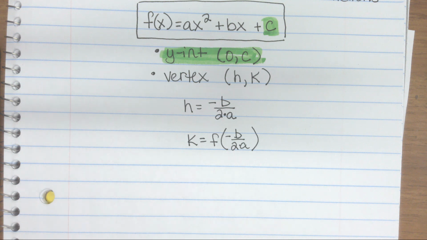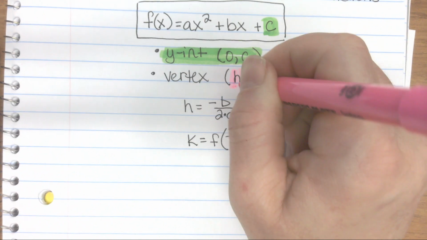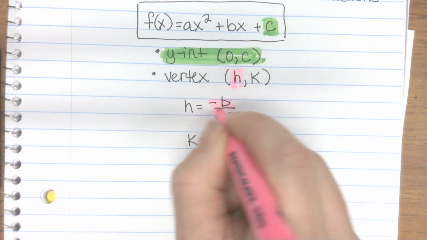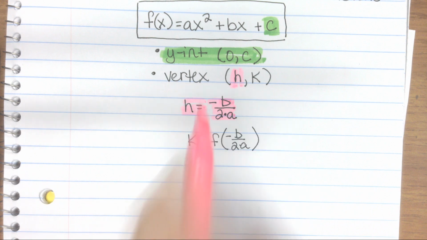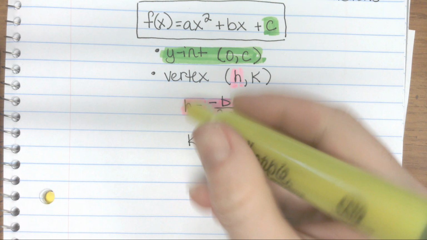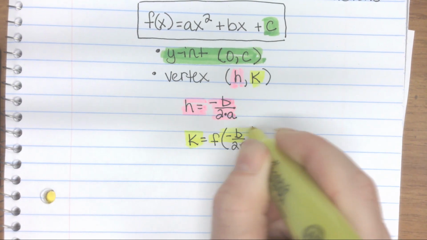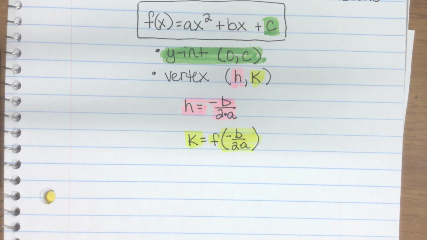That probably doesn't mean a lot to you right now. It just looks like a whole lot of letters. Okay, we'll do an example. I think you will remember it, or at least think it looks familiar, like you've done it before. All right, so to find our h, we're going to do negative b over 2a. To find our k, we're going to plug it in. So that's what we're going to do for the vertex.